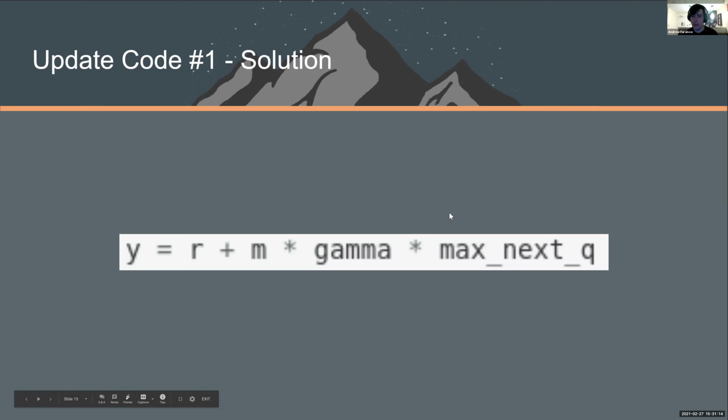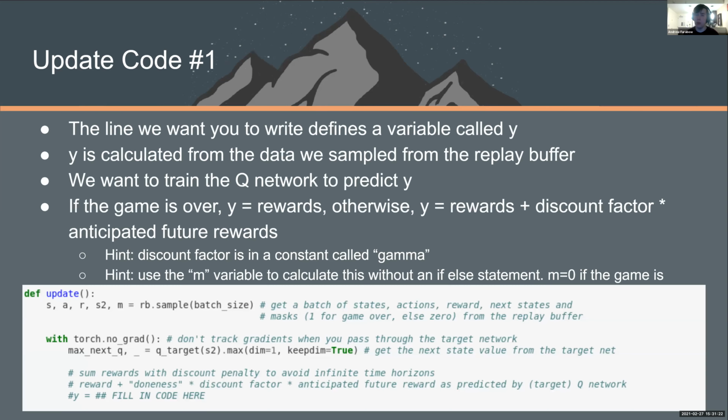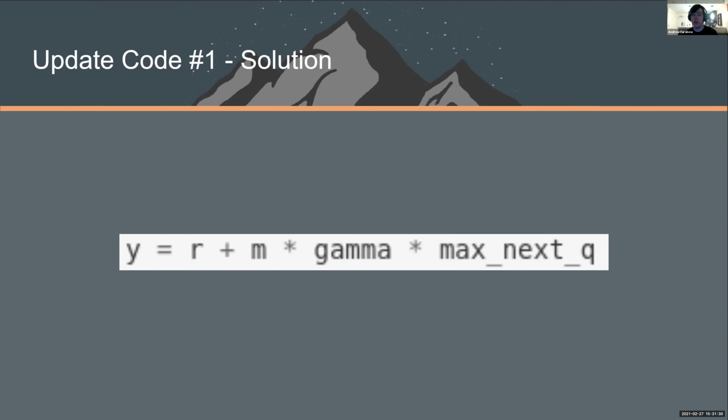And Peter is correct. It's not S2. He's almost correct. It's max next Q, which is defined by calling the Q network with S2 as the argument. So right there, look, the fourth line of code. It says Q target instead of Q. It has to do with the target network. Ignore it. It's not really important right now. But let's try the next one.